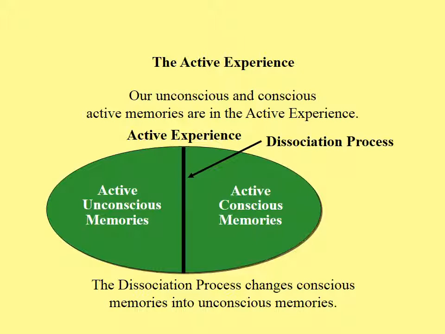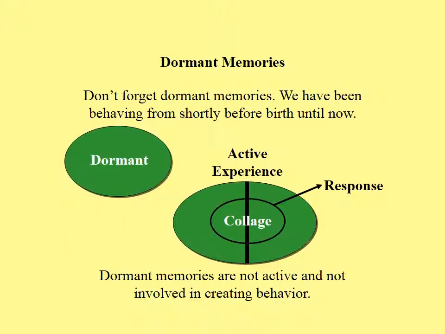Here we are putting the active memories in the two ellipses together in one ellipse. I call this the active experience because this construct represents all active memories. To remove confusion, I put the dissociation process down the middle as a supposed barrier between active unconscious and conscious memories. Don't forget dormant memories.